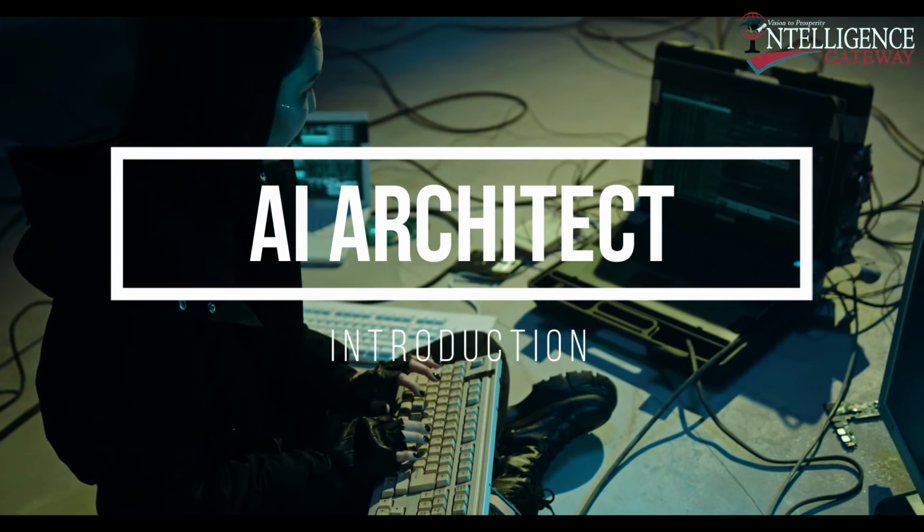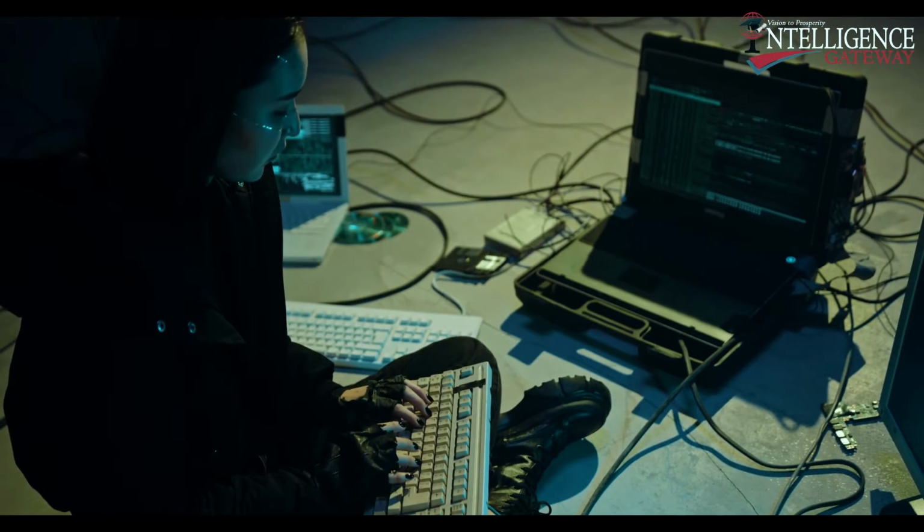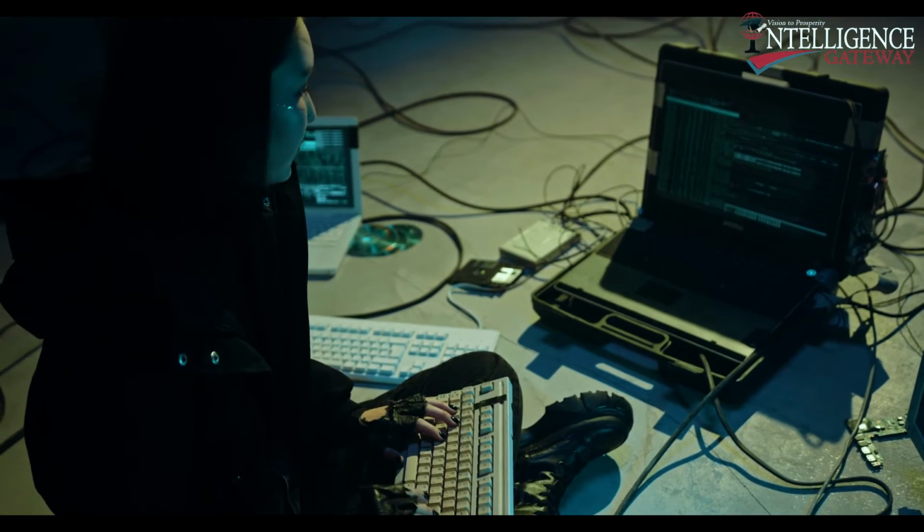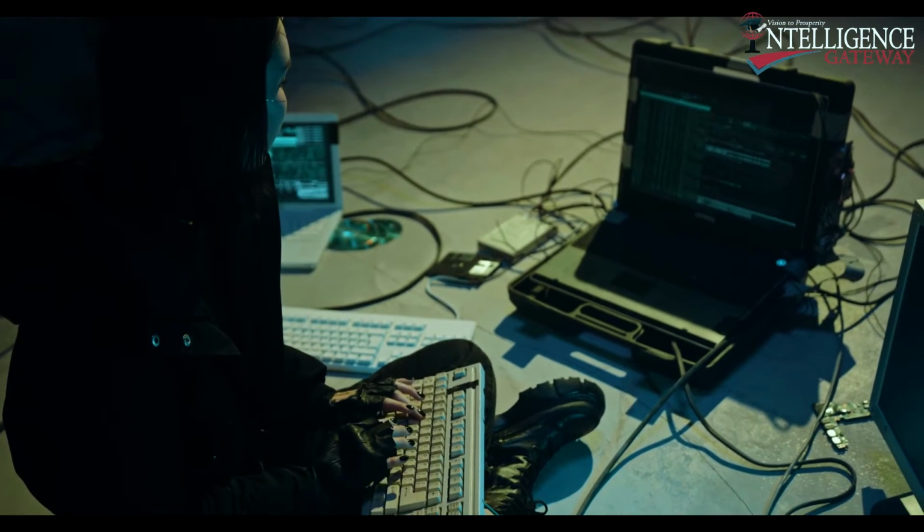AI Architect. Introduction. Data is being used by artificial intelligence to change the world. What impact might AI have on architecture?